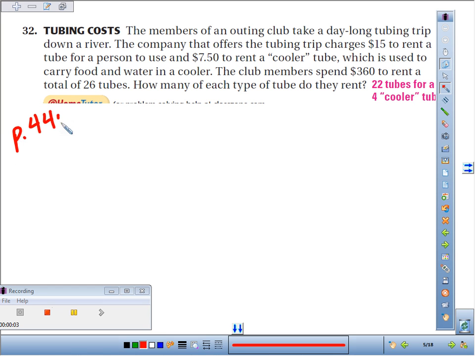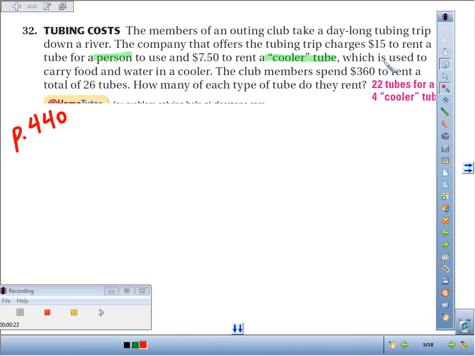Page 440, number 32, an application problem with substitution. We are supposed to decipher the information here and then try to solve how many of each type of tube they rent. So the key in a word problem is picking out the important information. We've got two types of variables here. We have cooler tubes, put your pop in, and then we've got person tubes.